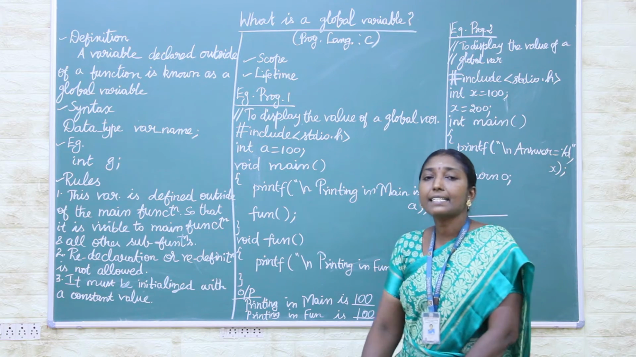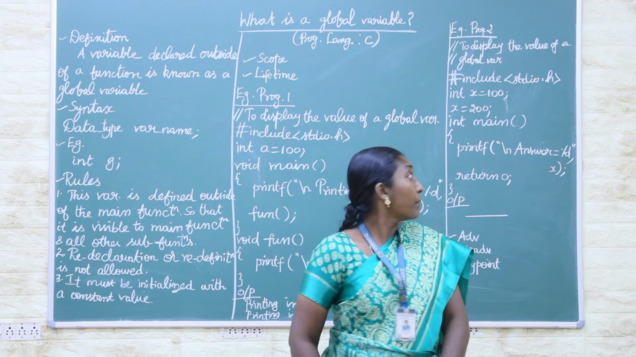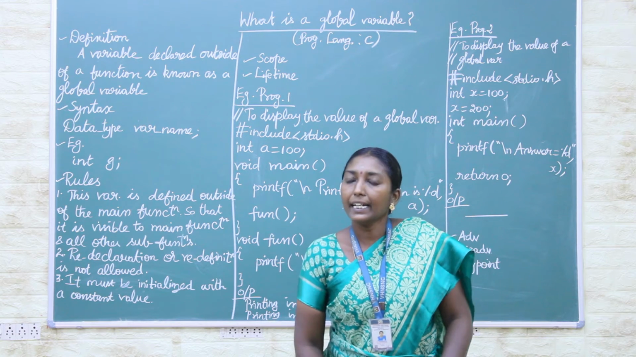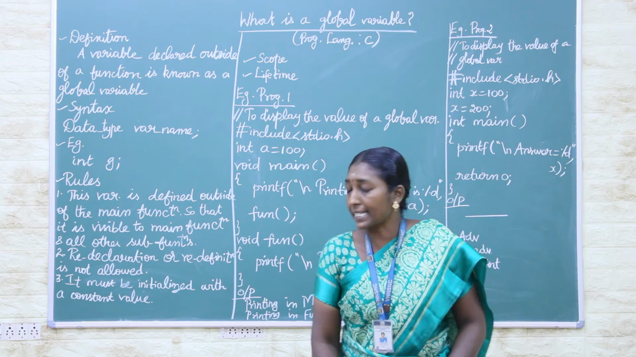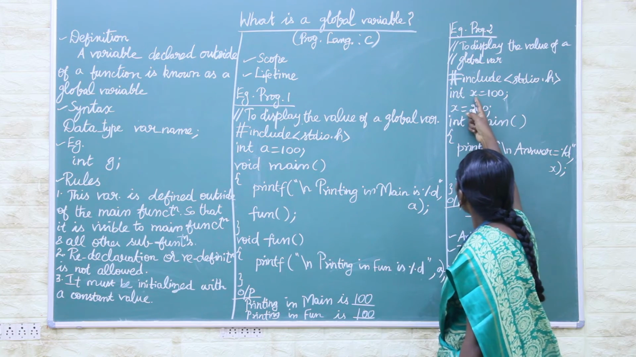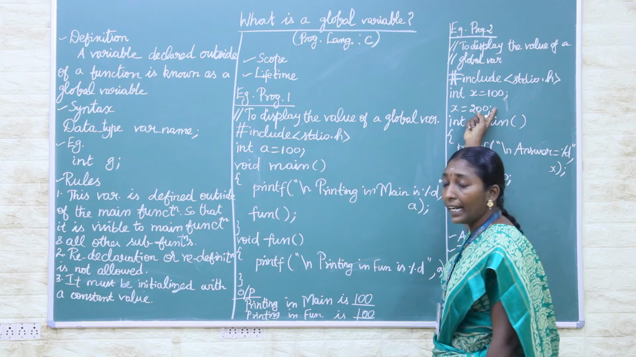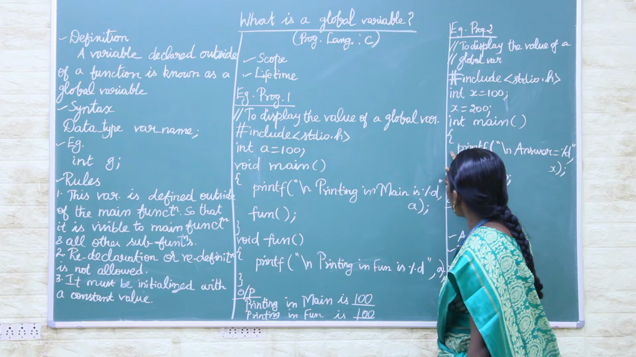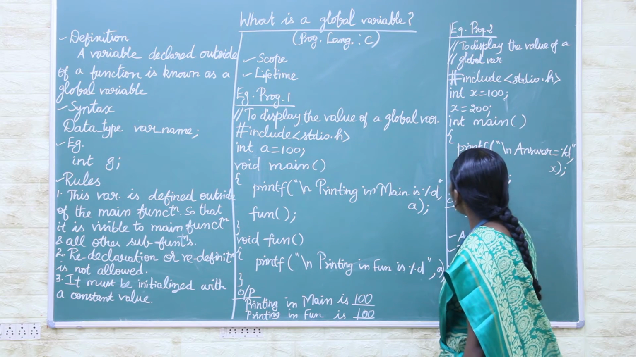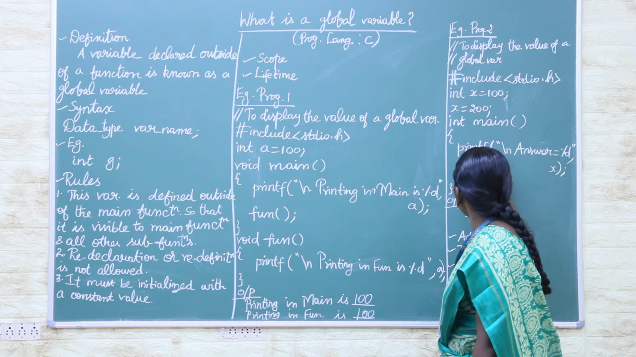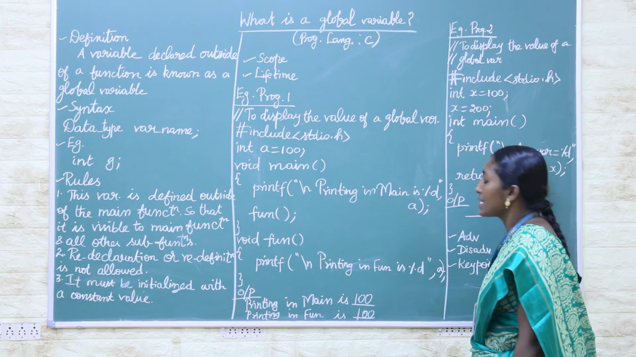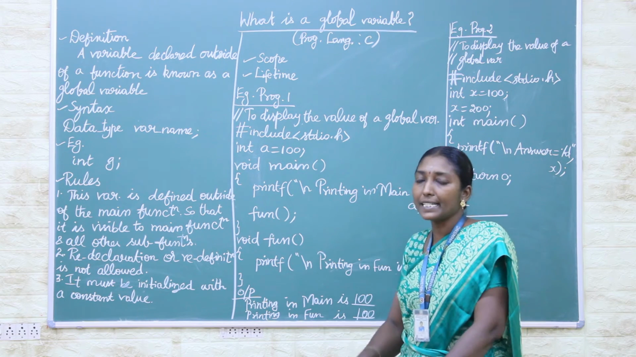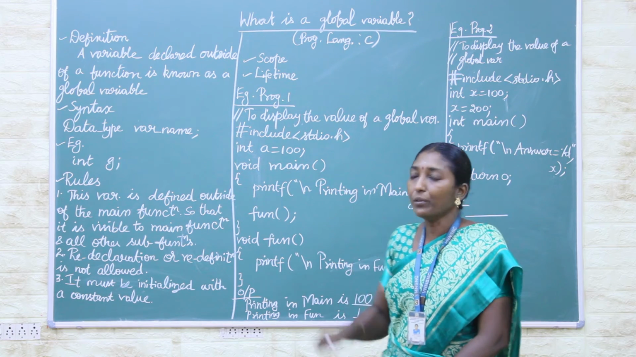So let's see the next example program now. The next example program also aims to display the value of a global variable. Here the name of the global variable is X. Here the global variable X is taking the value 100. Afterwards we are writing X is equal to 200, and the program execution starts here inside the main. Here we have the printf statement. Inside the printf statement we are writing answer equals, and the value of X.